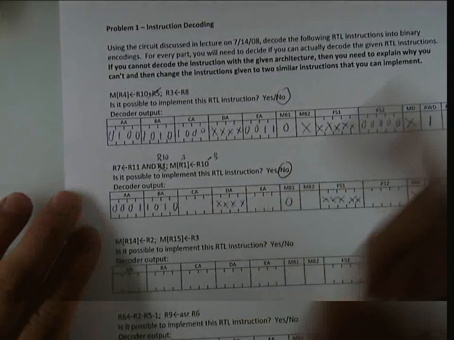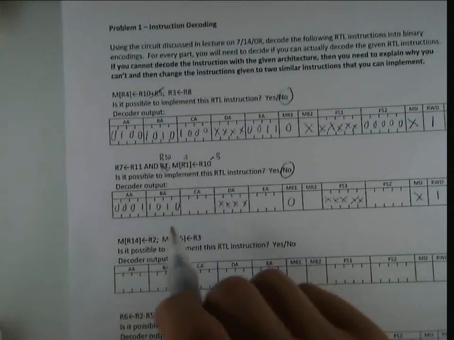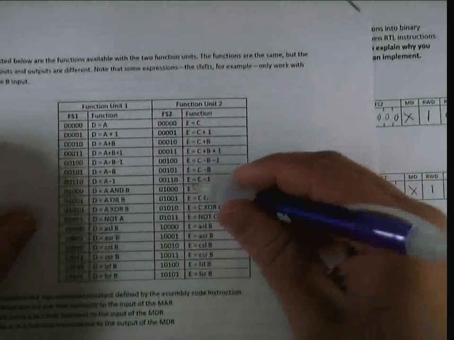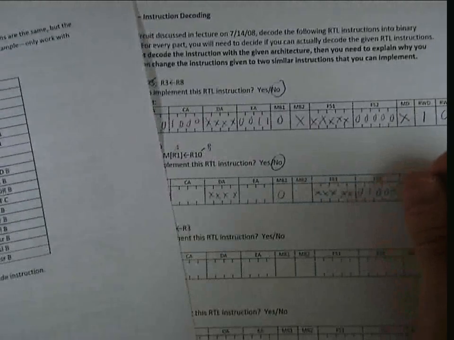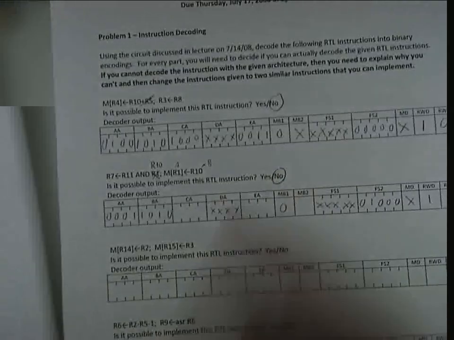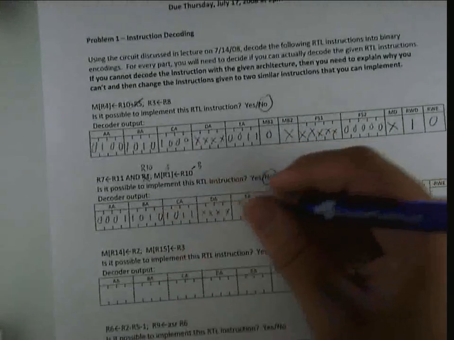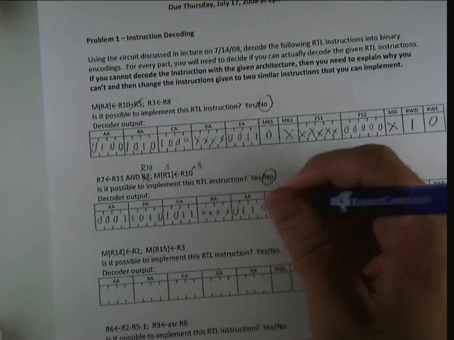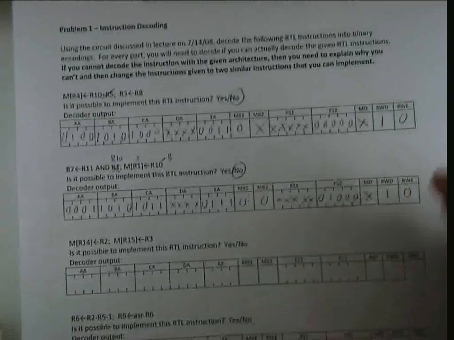And now we have RC ANDed with RB going into E. So C and B going into E is 01000. And RC will therefore need to be 11, which is 1011. And we're going into 7, which is 0111. MB2 is going to be 0 because we need B to come out. And my read-write will need to be 0, so I actually write to R7.